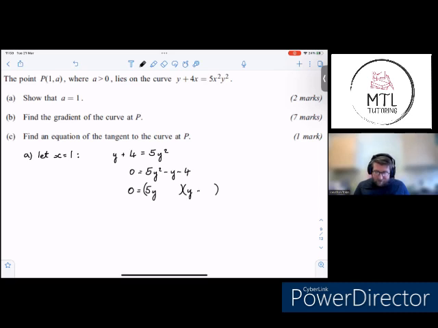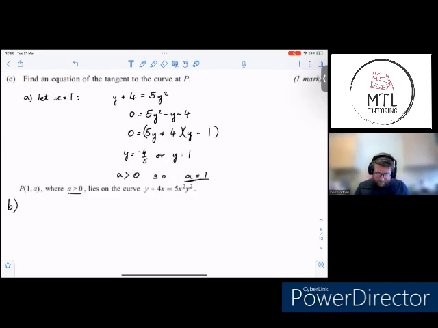Well, we know one of the brackets is y minus 1 because we've been told that's the answer, so that's nice. And does that work? You get 4. Yeah. Okay, so y equals minus 4/5 or y equals 1. Now, a, we are told, is the one that's positive. So a is greater than 0, so a equals 1. Okay. Find the gradient of the curve at point P.